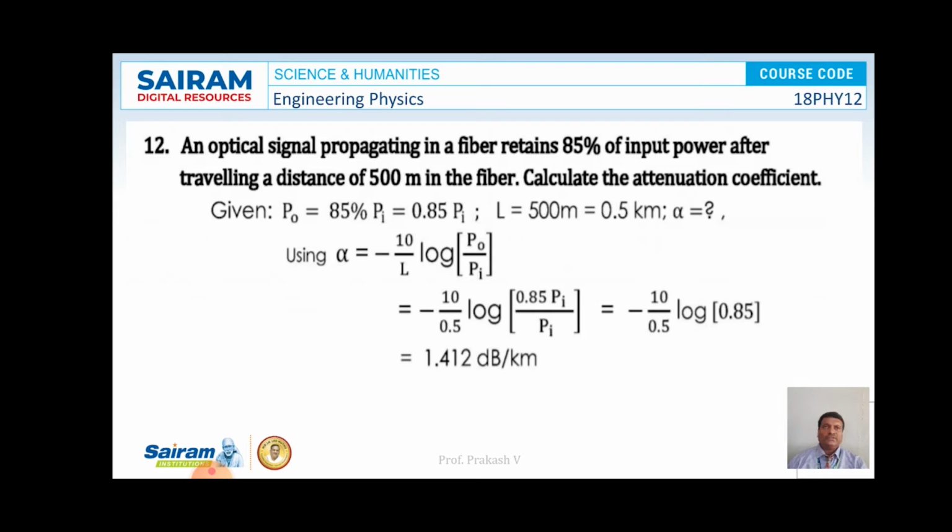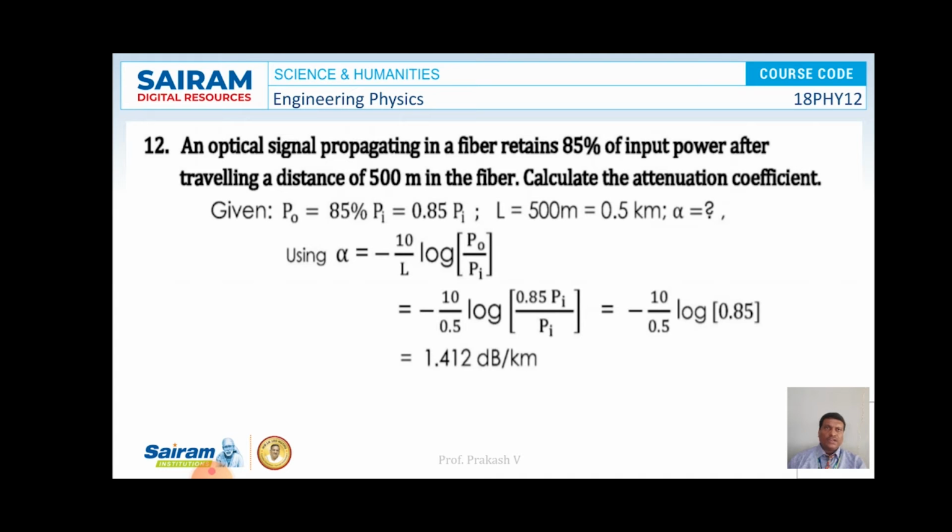An optical signal propagating in a fiber retains 85% of input power after traveling a distance of 500 meter in the fiber. Calculate the attenuation coefficient, that is alpha. So here the given data is output power is equal to 85% of input power, that is 0.85 of Pi, and length of the optical fiber is 500 meter or 0.5 kilometers.